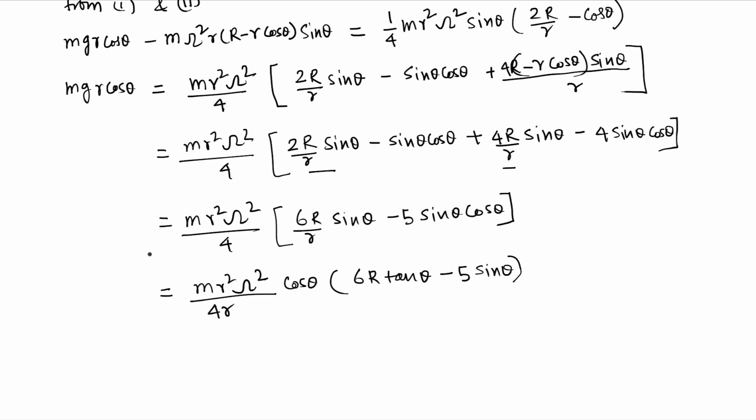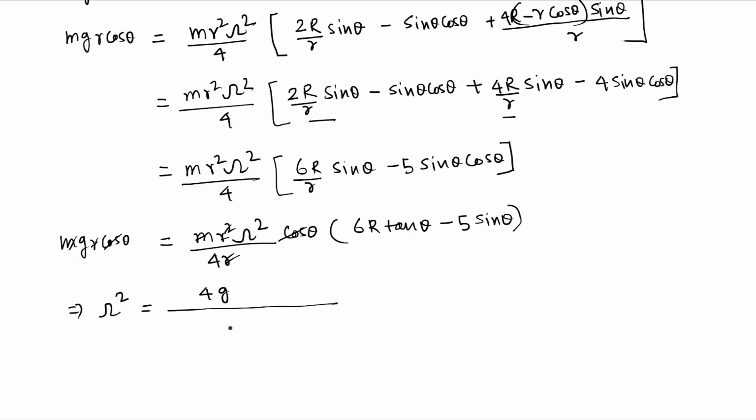Okay, and here if we have mg r cos theta, so this whole thing will simply cancel out m also, and therefore we can write omega square as 4g divided by 6r tan theta minus 5 sin theta. We should not forget the R. Okay. And that's the expression for omega square.